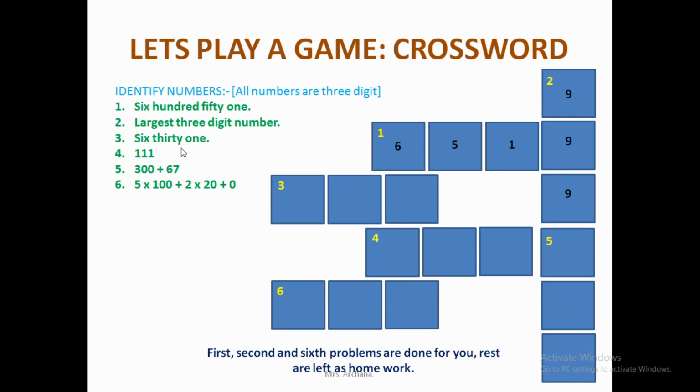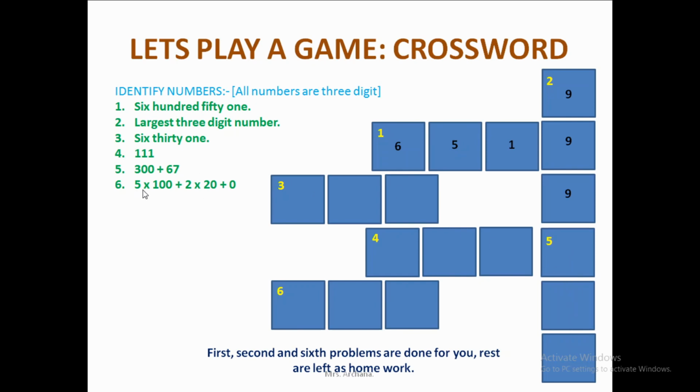Like this one is 631. Where we are going to write this 631? Here we are going to write this 631. Fourth place is already given, 111. We are going to write here 111. This is 300 plus 67. What is the addition value of 300 plus 67? That is 367. Where we are going to write? We are going to write here.